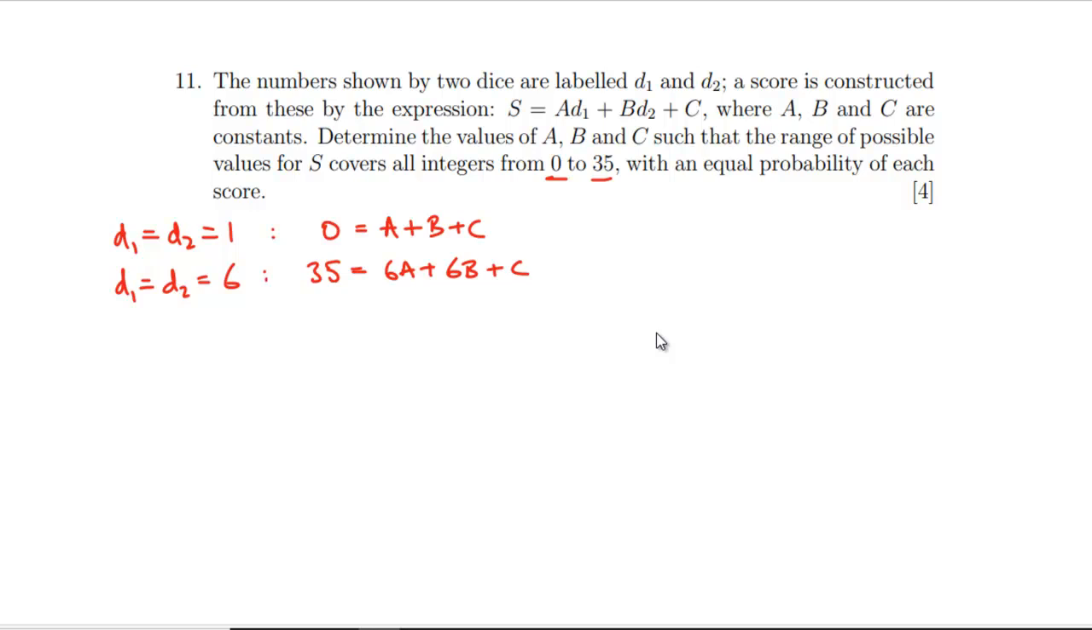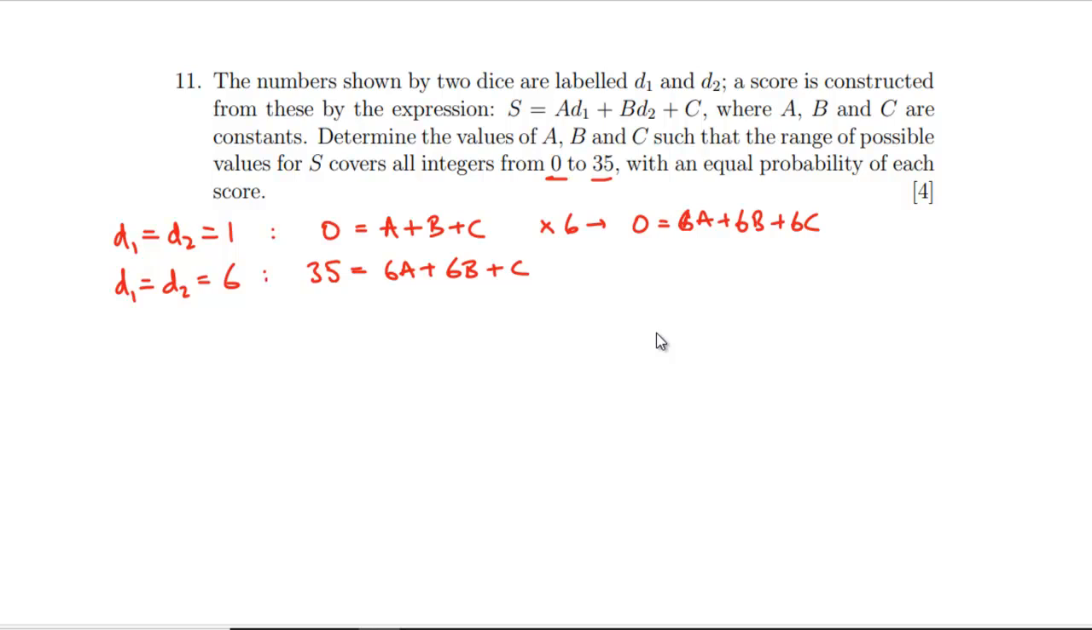So that would mean, well, let's multiply. If you multiplied that by 6, you'd get that 0 equals 6A plus 6B plus 6C.